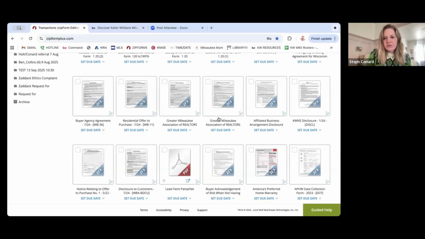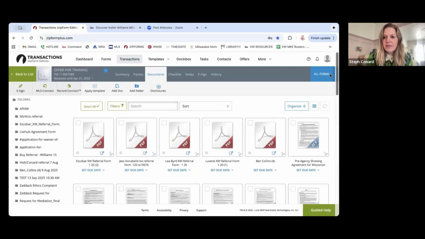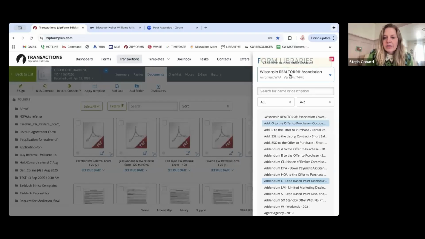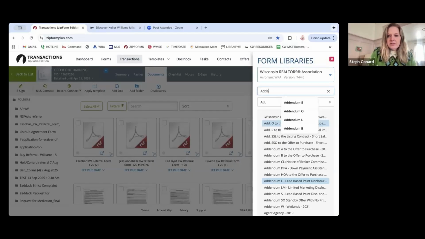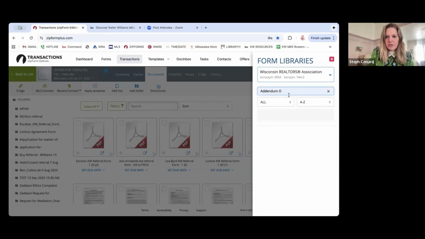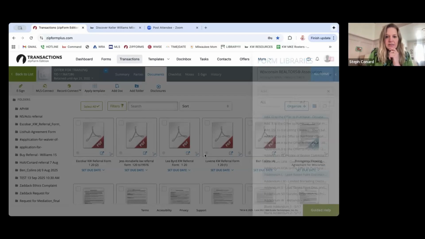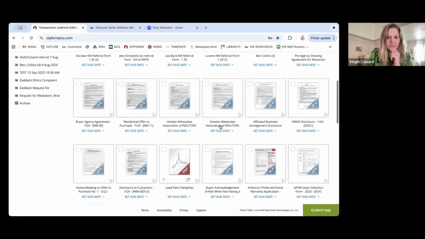In terms of if you need to use it for an offer to purchase, you would need to grab it from the WRA library. And if you just start typing in addendum O, it should pop up for you. Here we go. It's right here, and it's highlighted in blue because I've got it in there already. But if not, I would just be clicking on that to add it to my transaction folder.